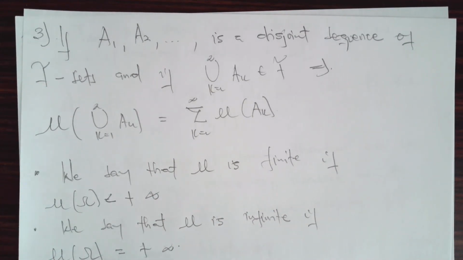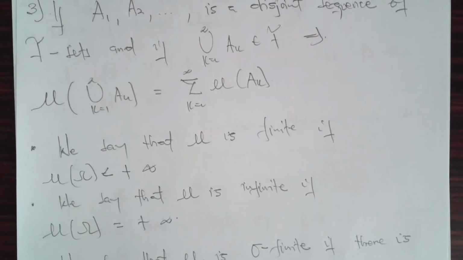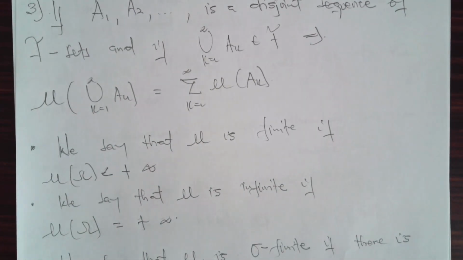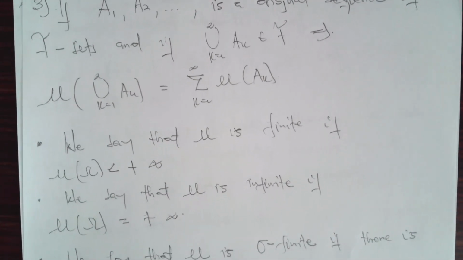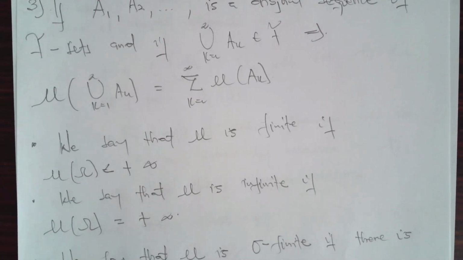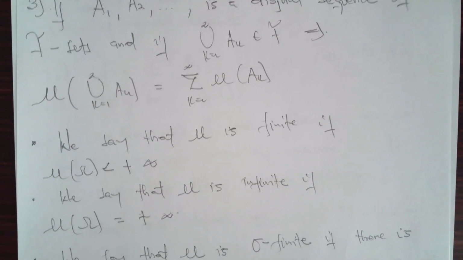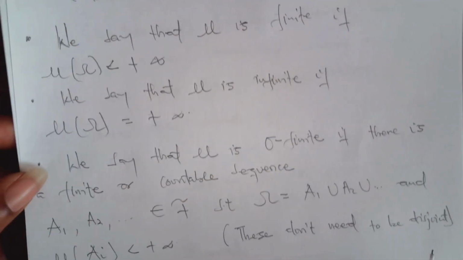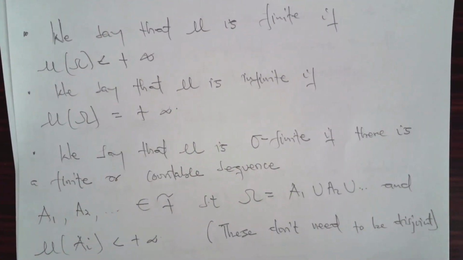So we say that mu, which is a measure, is finite if the measure of the whole space is finite. And we say that mu is infinite if you pick the whole space and measure it, and it is equal to infinity.